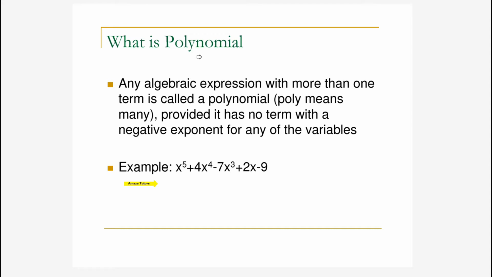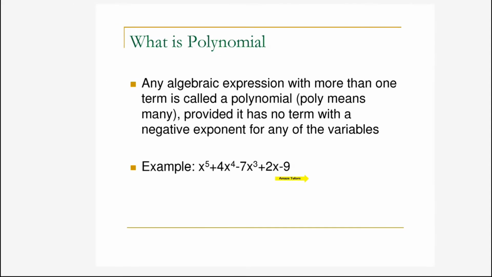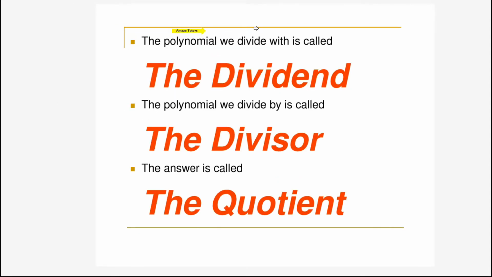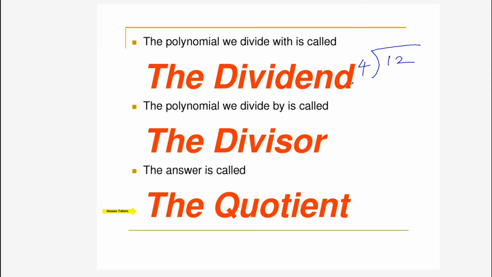Poly means many, provided it has no term with a negative exponent for any of the variables. This is an example of a polynomial. Now, the polynomial we divide is called the dividend. The polynomial we divide by is called the divisor, and the answer is called the quotient. As you know, there are four parts in normal long division, even with numbers. I'll show you one example.